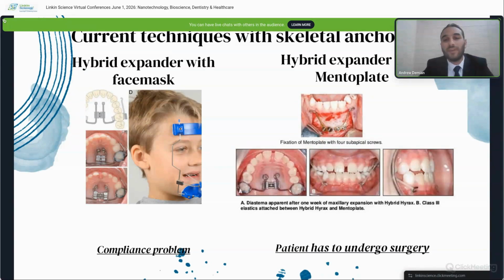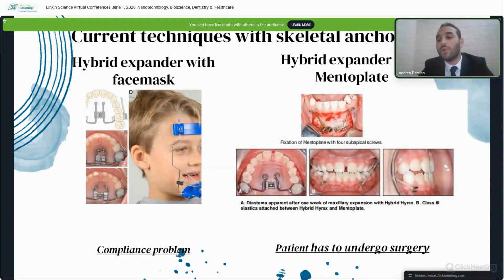So the main problem with the face mask, as I mentioned earlier, is that it is an extraoral appliance. Young patients usually don't like to wear these appliances, and this results in compliance problems, meaning that patients sometimes skip such important growth periods, and we don't benefit from the treatment. And for the other technique, the patient has to undergo surgery, first for placing the bone plate and another surgery for removing it. So that's why it was particularly invasive.